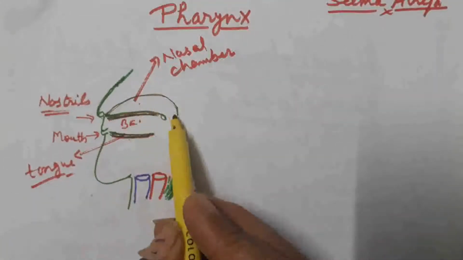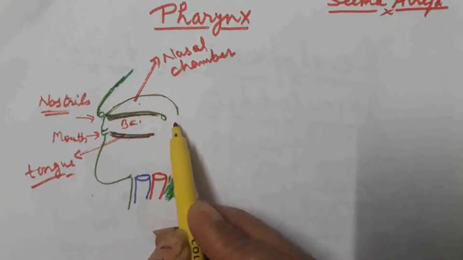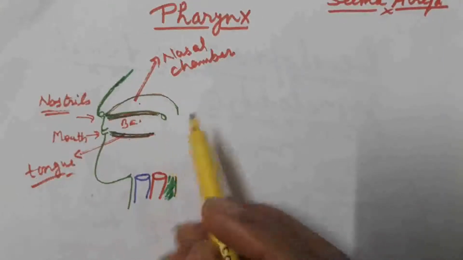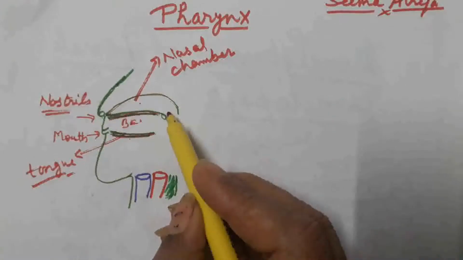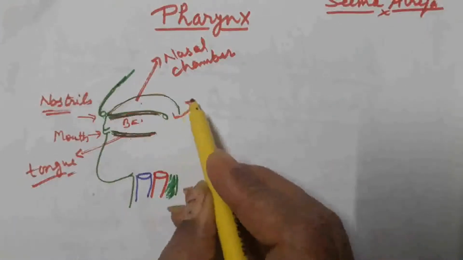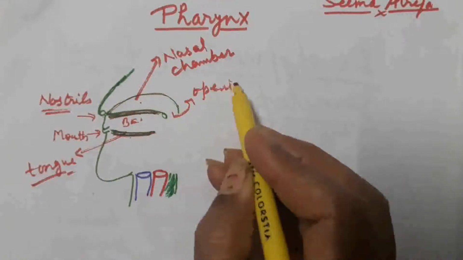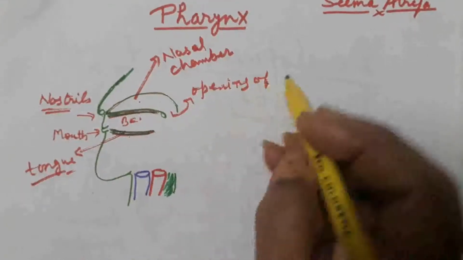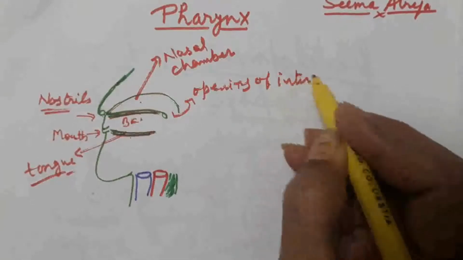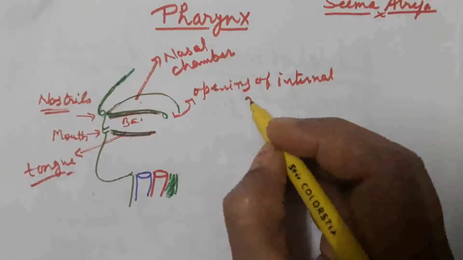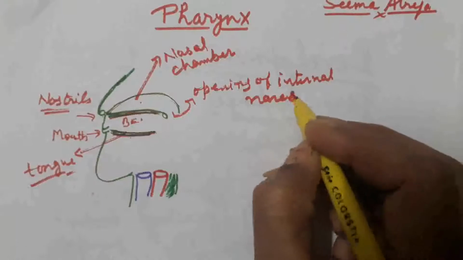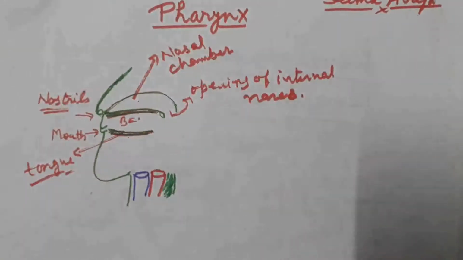The nasal chamber opens inside into the pharynx region, and this is known as the opening of the internal nares. Opening of the internal nares takes place into the pharynx region.